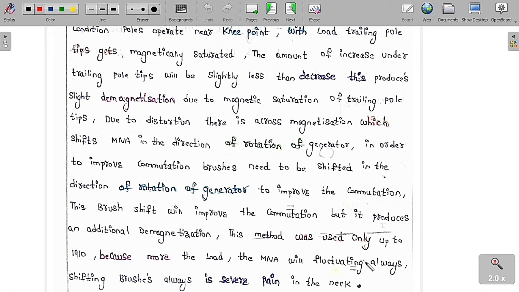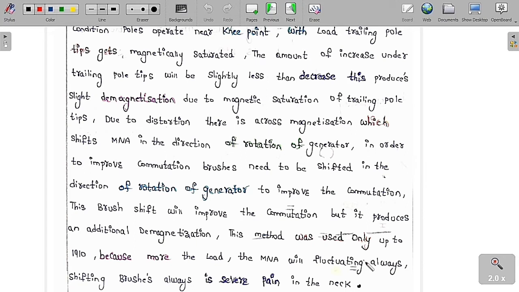Due to magnetic saturation of trailing pole tips and due to distortion, there is a cross magnetization which shifts the MNA in the direction of rotation of the generator. In order to improve commutation, brushes need to be shifted in the direction of rotation of the generator. This brush shift will improve the commutation, but it produces an additional demagnetization. This method was used only up to 1910 because the more the load, the MNA will always fluctuate. Shifting brushes always is a severe pain in the neck.